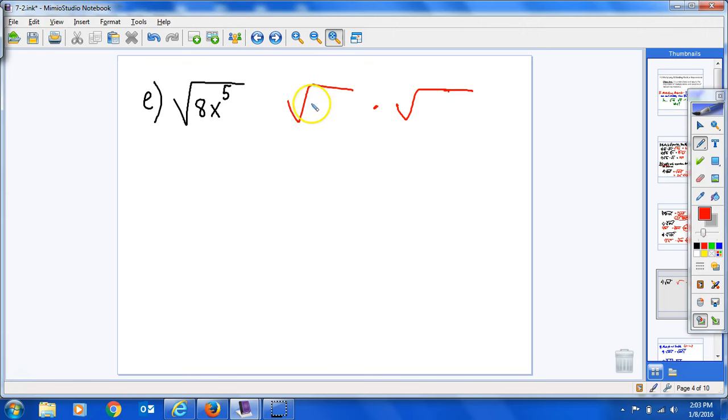So the square root number that divides into 8 evenly is 4, and times square root of 2. This invisible 2 does not divide into 5 evenly, but it does divide into 4, so it's the next best thing, x to the 4th, which means over here I'm going to put x to the 1st. Simplify the left radical: square root of 4 is 2, square root of x to the 4th is x squared, and show the rest of this as being multiplied together.